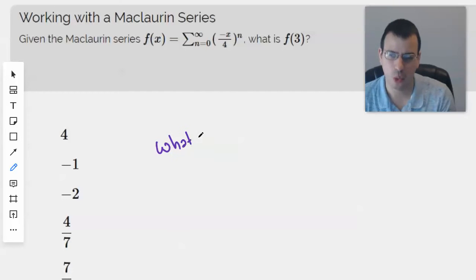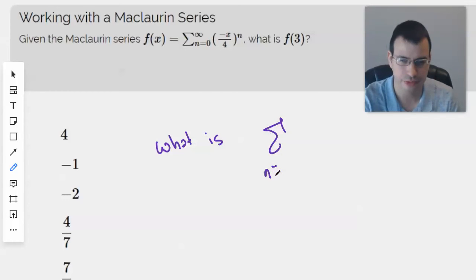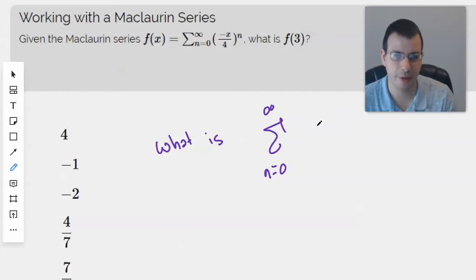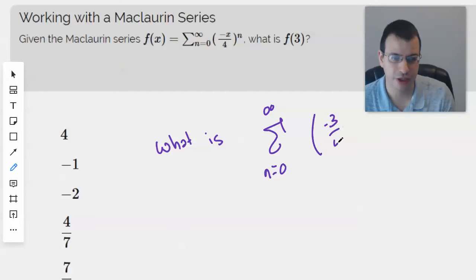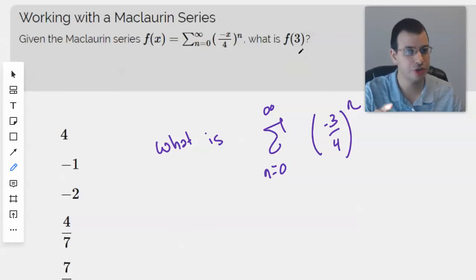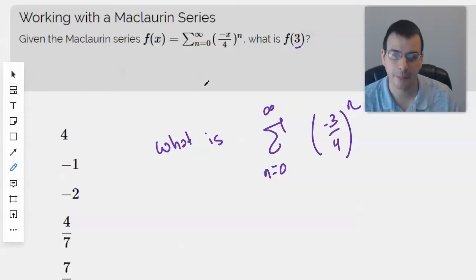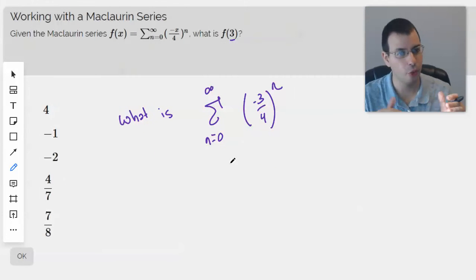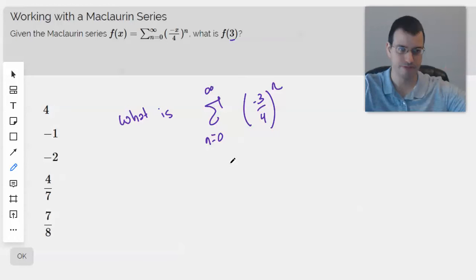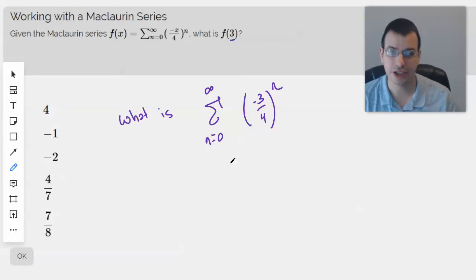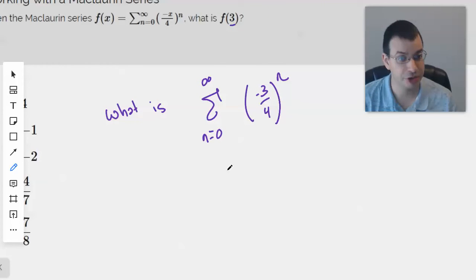you could rewrite this as, what is the summation from n equals 0 to n equals infinity of negative 3/4 to the n. As it says, we're trying to find the value of f of 3. And so we plug in 3 for x. And we're trying to find out what value this converges to. You might think that, well, we're adding up an infinite number of terms. This goes to infinity. Well, sometimes they do. This does not, though. This is specifically a geometric series.